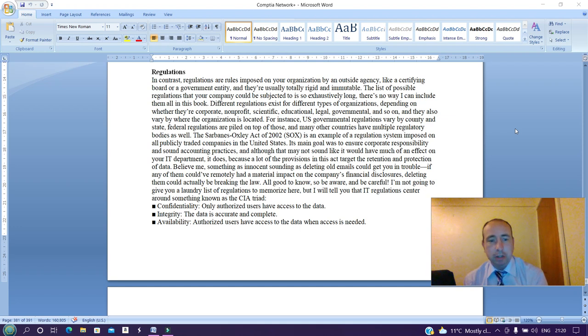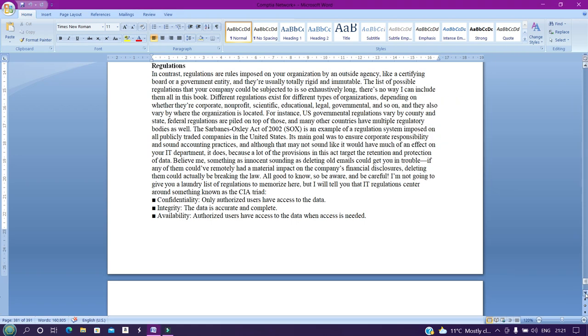I'm not going to give you a laundry list of regulations to memorize here, but I will tell you that IT regulations center around something known as the CIA triad. Confidentiality. Only authorized users have access to the data. Integrity. The data is accurate and complete. Availability. Authorized users have access to data when access is needed.